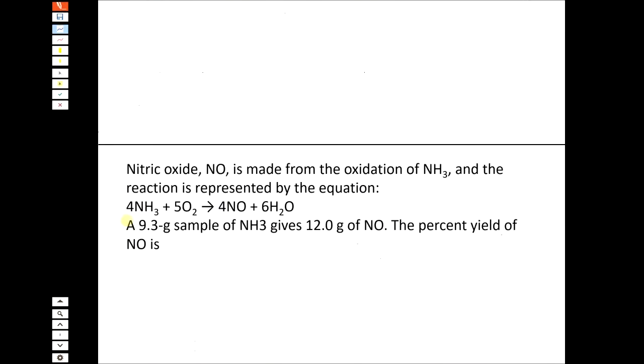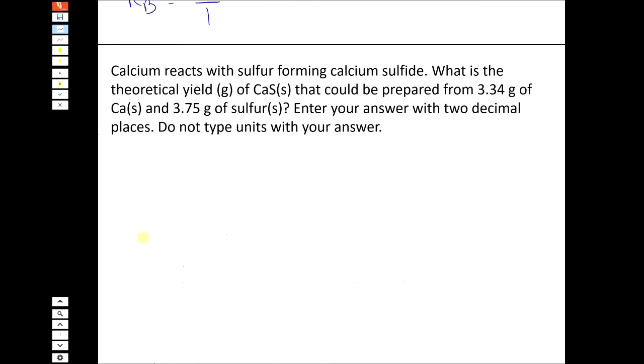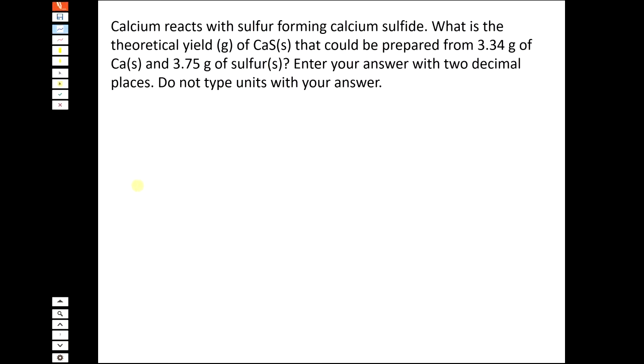Alright, so from there we're going to have just a couple of problems here that deal with using the concept of limiting reactant to solve a stoichiometry problem.